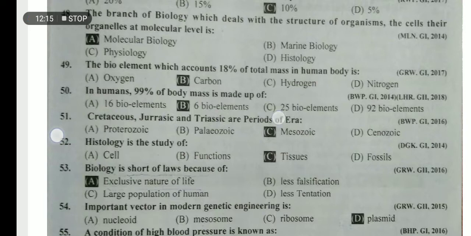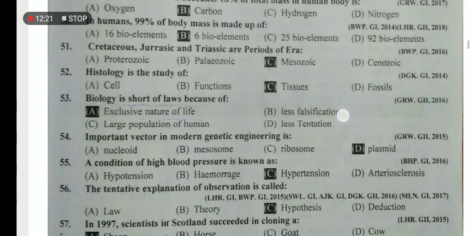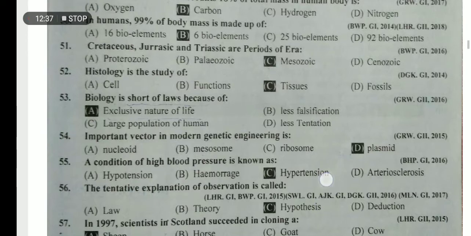Cretaceous, Jurassic, and Triassic periods are the periods of the Mesozoic era. Histology is the study of tissues. Biology is short of laws because of the elusive nature of life. Less falsification, large population of humans, or less identification.